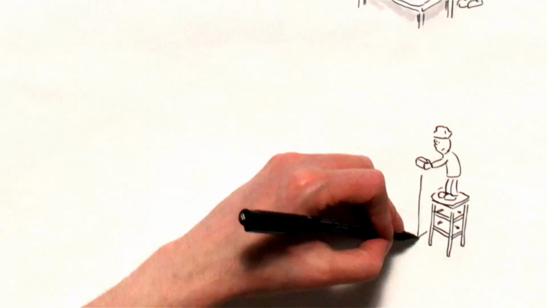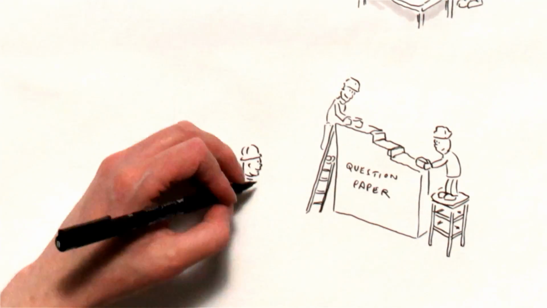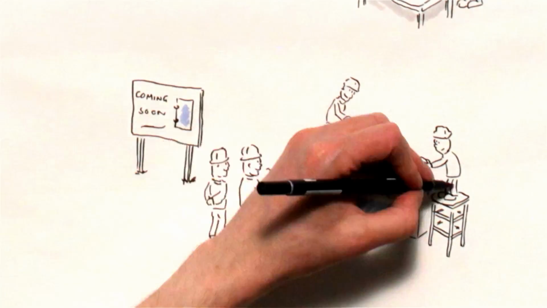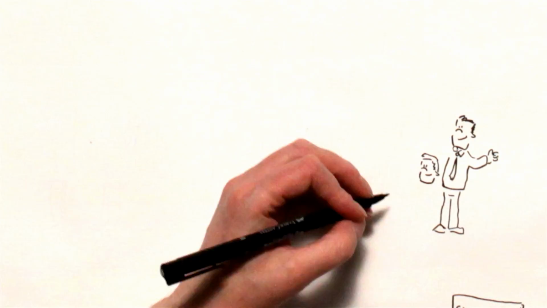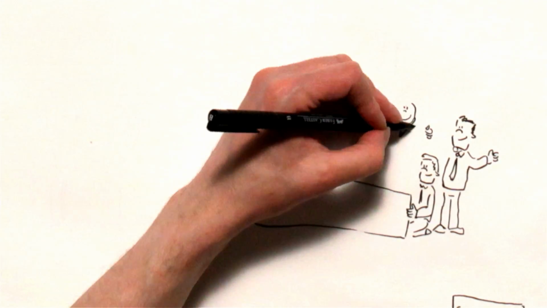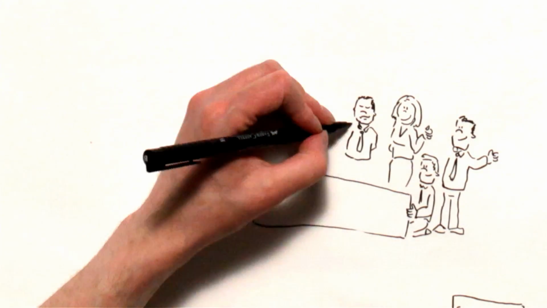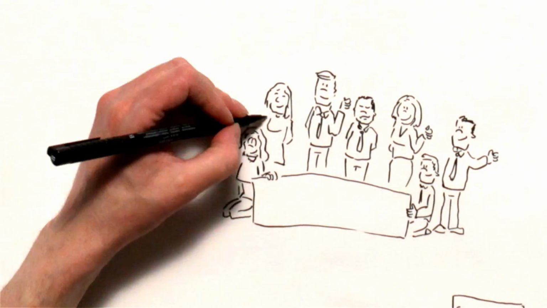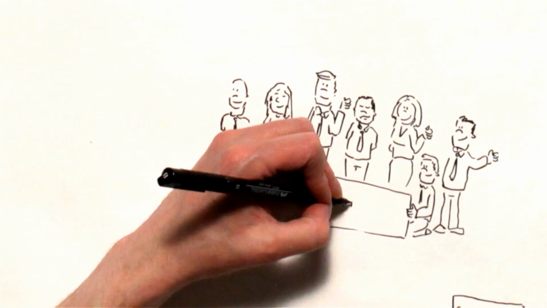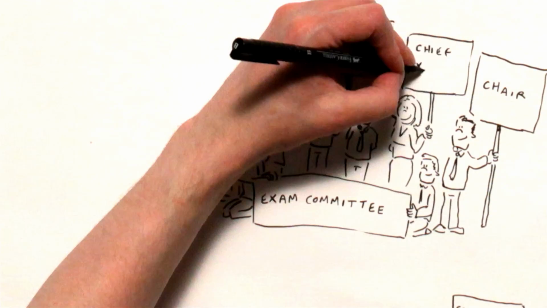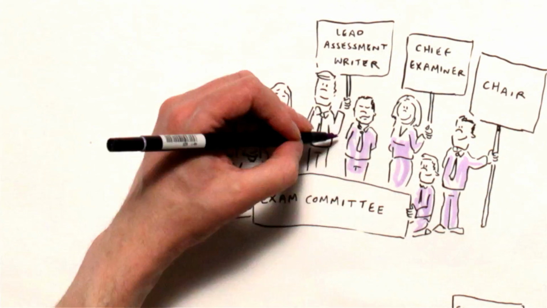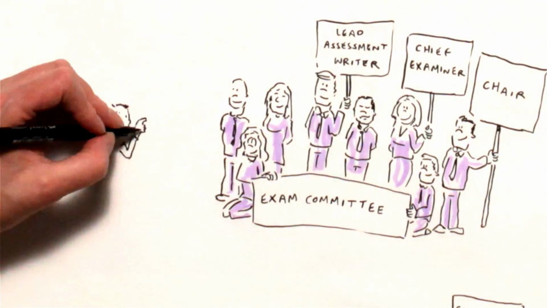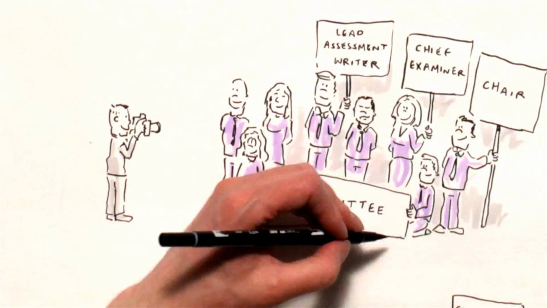Creating a question paper takes a lot of time. In fact, work starts more than a year and a half before students are due to sit the exam. A question paper is put together by an exam committee. The members of the committee are often teachers who have developed assessment expertise as a result of working as examiners. The committee is made up of senior examiners, including the chair of examiners for the subject, a chief examiner for the specification, and a lead assessment writer for each question paper.